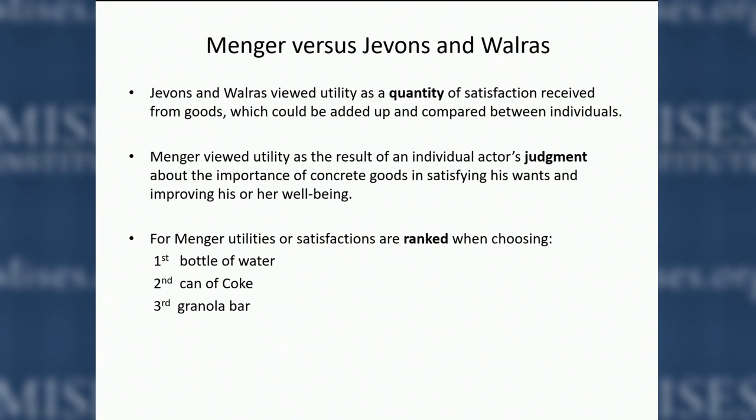And the can of Coke has a higher utility than the granola bar. This person would not spend the $2 on a granola bar because that's a waste of resources. The cost of spending the $2 on the granola bar is something that has a higher value. It's the bottle of water. So that person would economize. He would use, or she would use, those $2 only for the most important want.